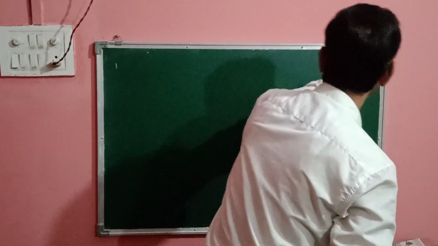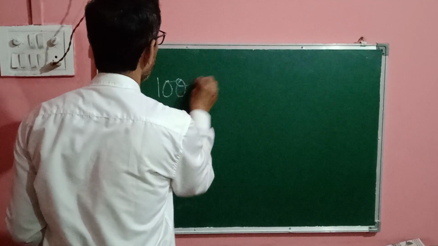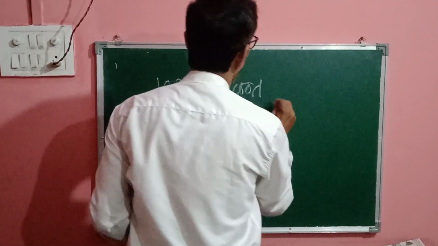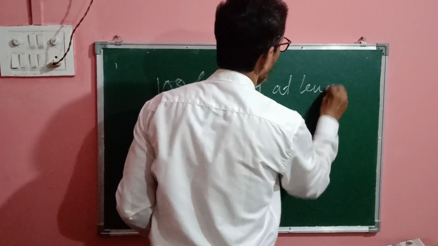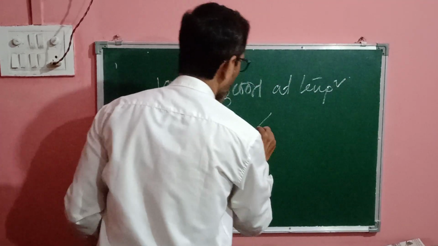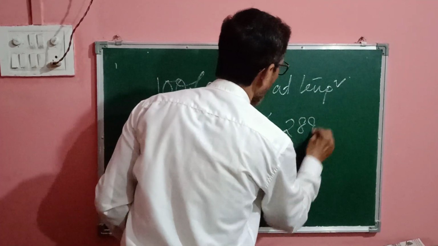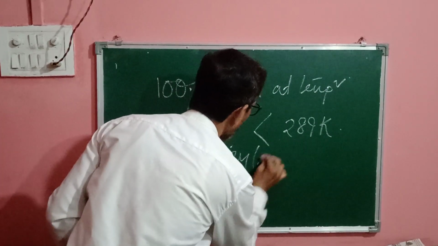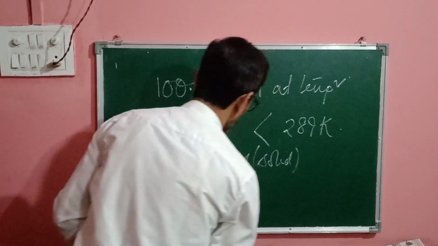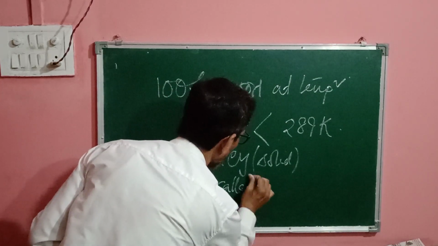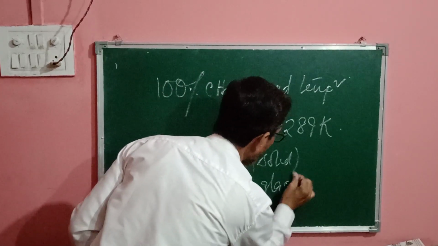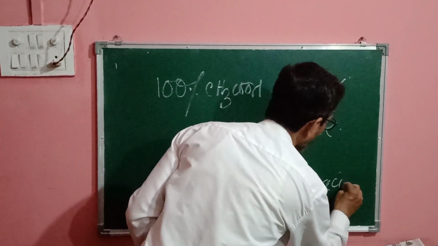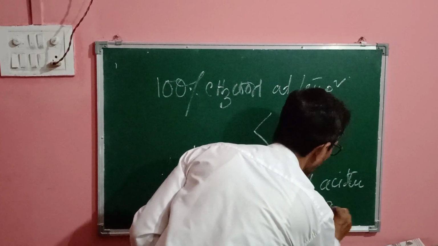One last point of today's class is that 100% pure acetic acid at temperature less than 289 Kelvin is an icy solid called glacial acetic acid. In the organic chemistry practical, you have got this word glacial acetic acid.